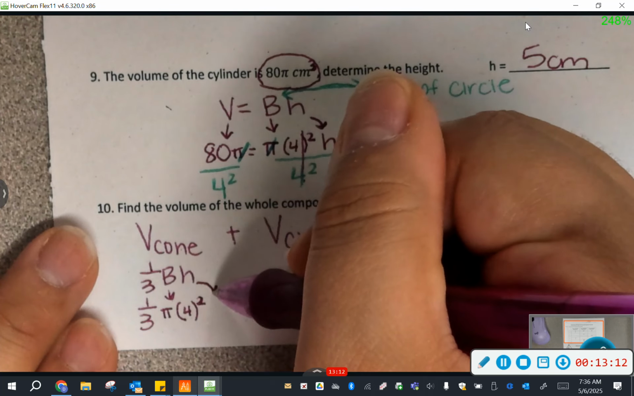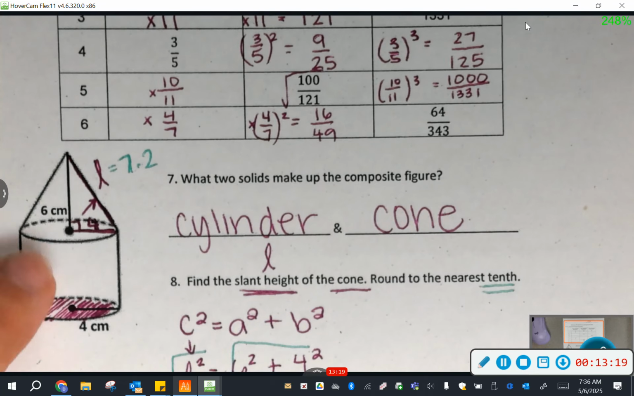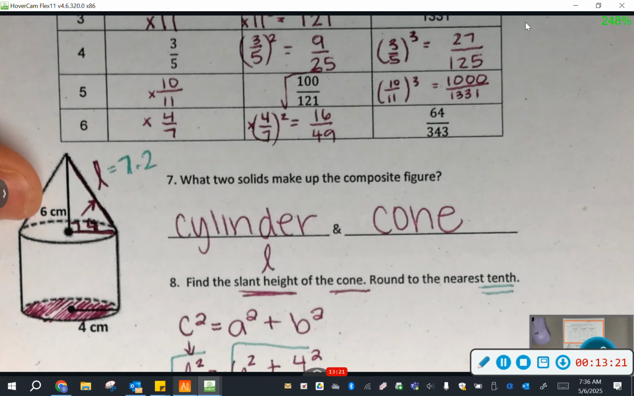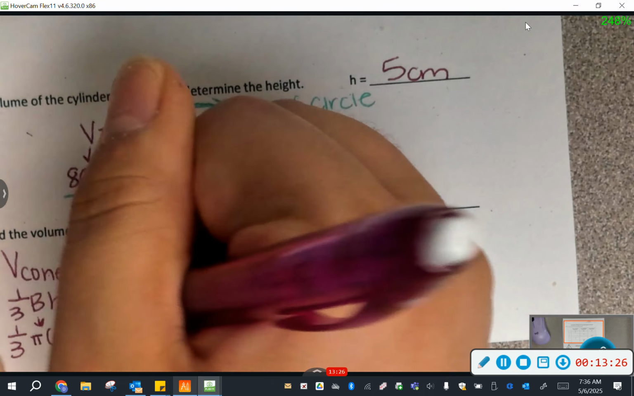And what is the H for this cone? How tall is this cone? 6. What? Oh, the cone. The cone. Yeah, no, the cone. The cone is what? 6.